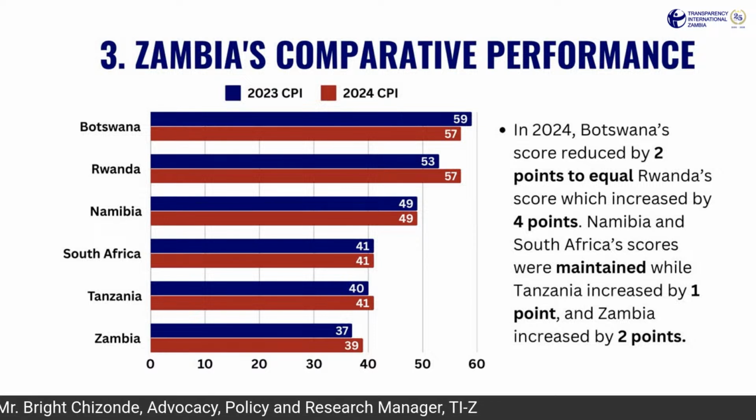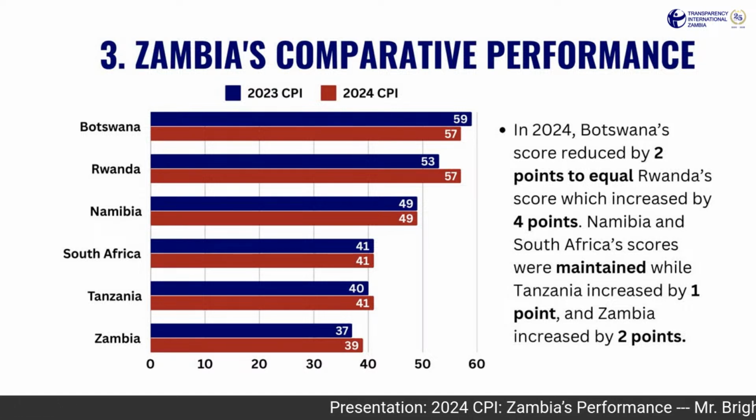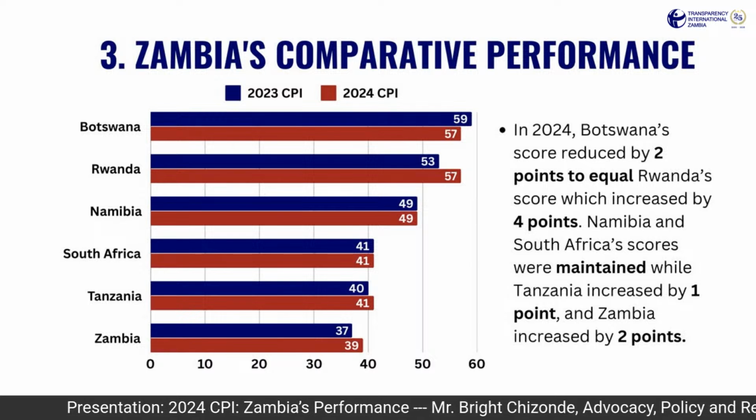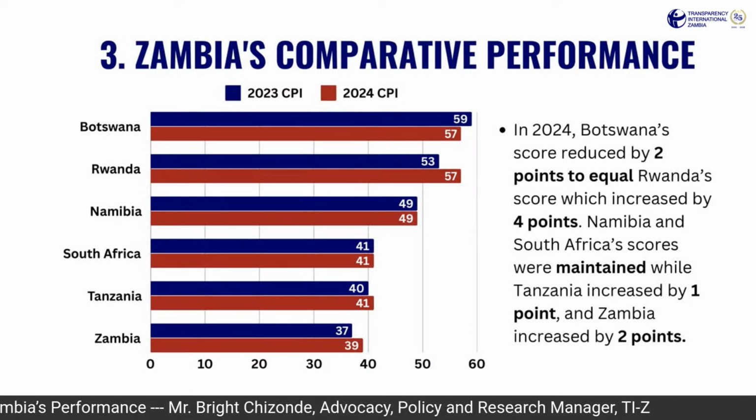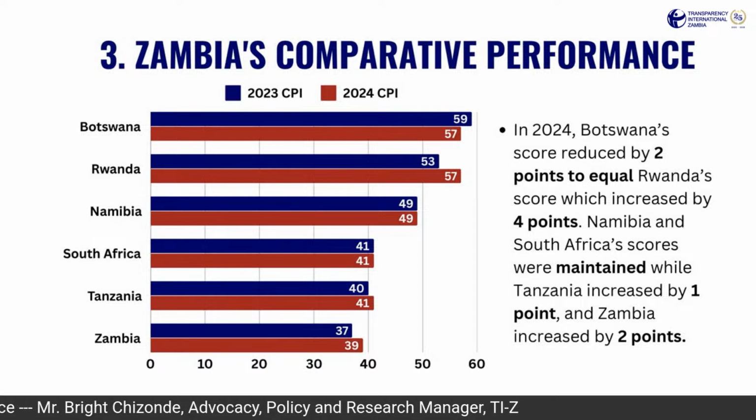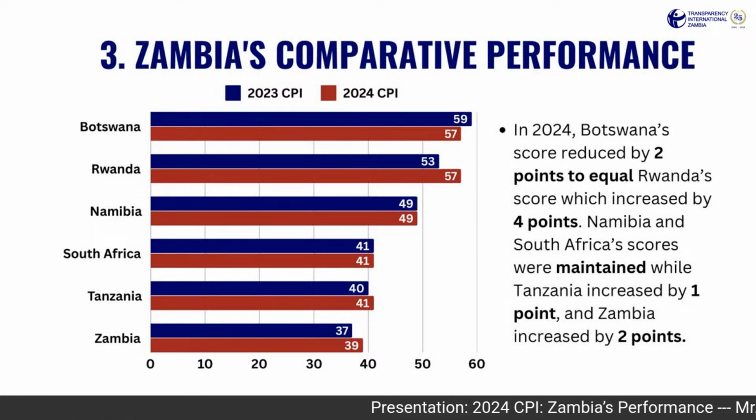So if you look at the performance of these countries, what we are observing here is some form of convergence, that they are moving closer to the global average of 43 out of 100. So you see countries moving closer to there. Countries that were overperforming, like Botswana, are going downwards, while other countries which are closer to 43 are being maintained. Countries like Zambia are moving up towards 43 out of 100.